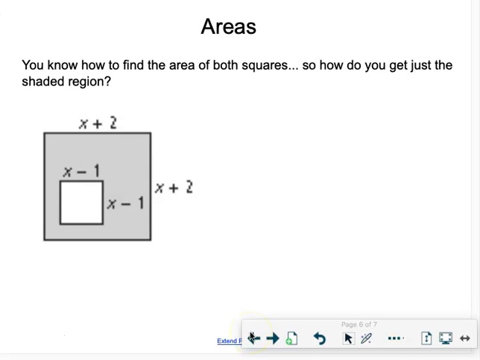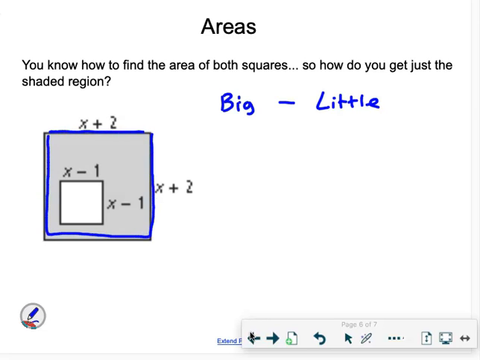Then we have these area problems. It says you know how to find the area of both squares. So how do you get just the shaded region? The way that we do this is we take the big square area minus the little square area. So to get the big square area, that's x plus 2 times x plus 2, x plus 2 times itself. The little square is x minus 1 times itself.